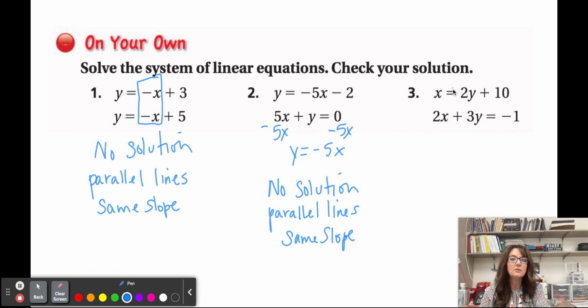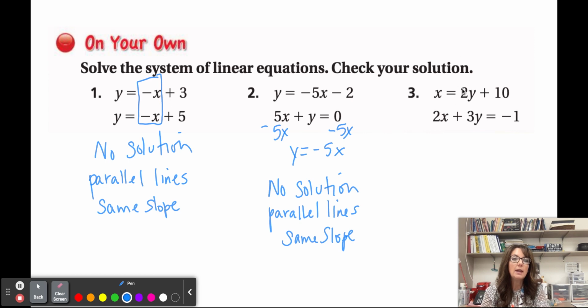Okay, now let's do some logic here, right? We could easily rearrange this by subtracting 10. x minus 10 is equal to 2y, divided by 2. So we'd have a 1/2 for the coefficient here. Now we're subtracting 2 here and dividing by 3, so we're going to have a negative 2/3. So that's not the same slope and it's not the same line. So we are most definitely going to have one solution.